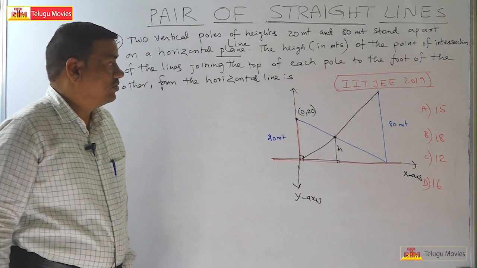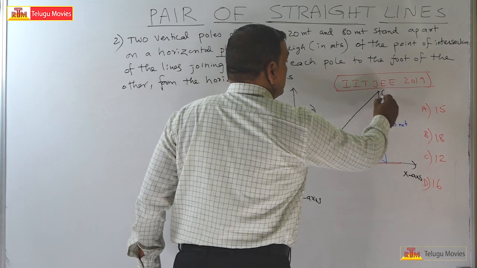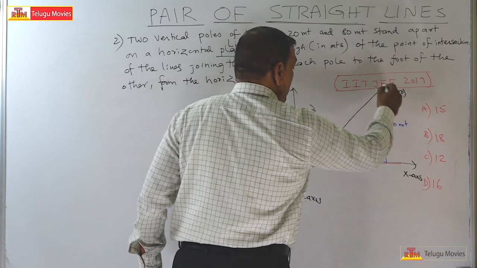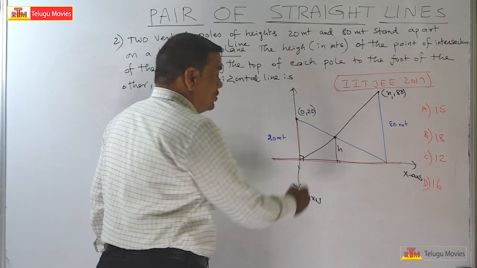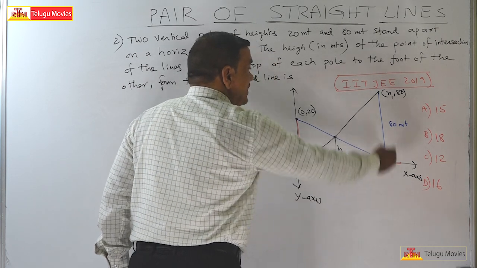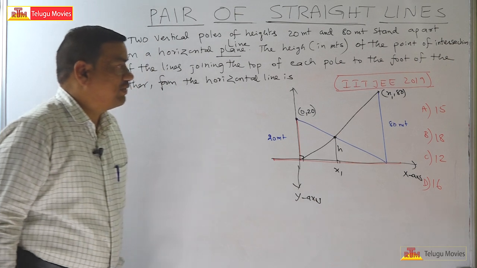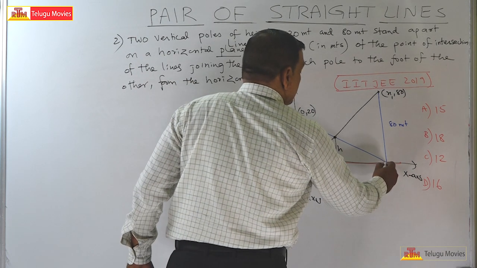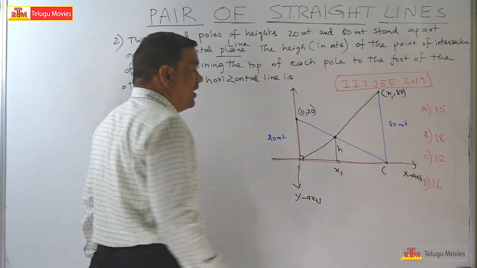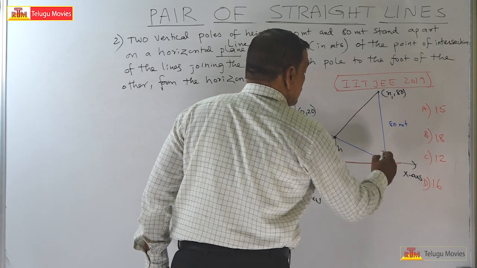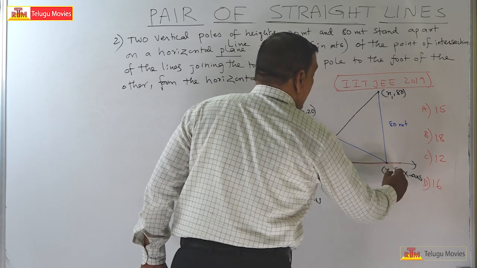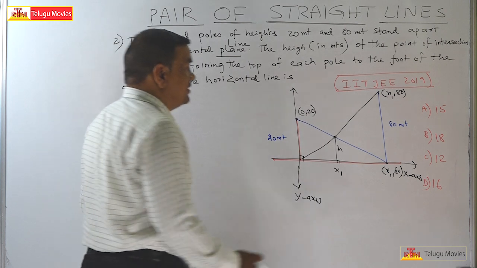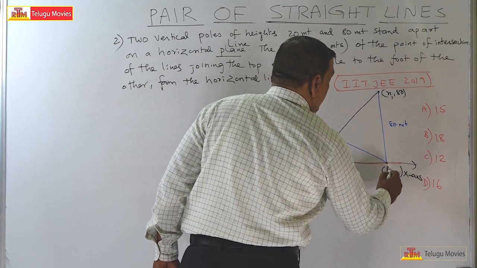Now, what are the coordinates of this point? Here we don't know the x coordinate, so let us call it x1. This x1 coordinate we don't know and the height is 80. So that is x1 comma 80.